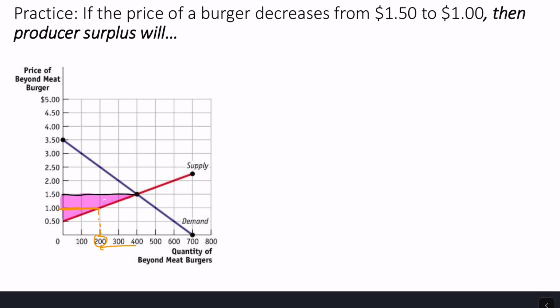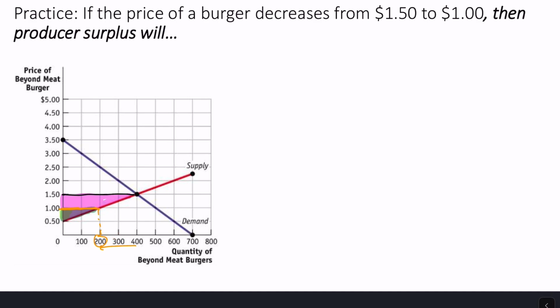The new producer surplus will be everything below the new price, $1, but above supply. Let me get a darker color. Everything below the dollar new price but above supply. And so we're looking at that darker purple triangle down here, this smaller one. So we're losing all this producer surplus here because the price went down. It's happening for two reasons. For the units we still sell, the price goes down and producers get less surplus from that. And then they also sell fewer units, so we're losing a bunch of surplus from those units that aren't sold anymore.